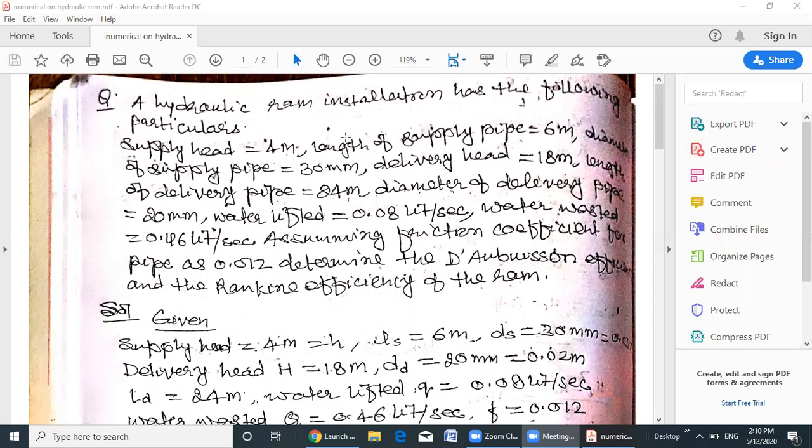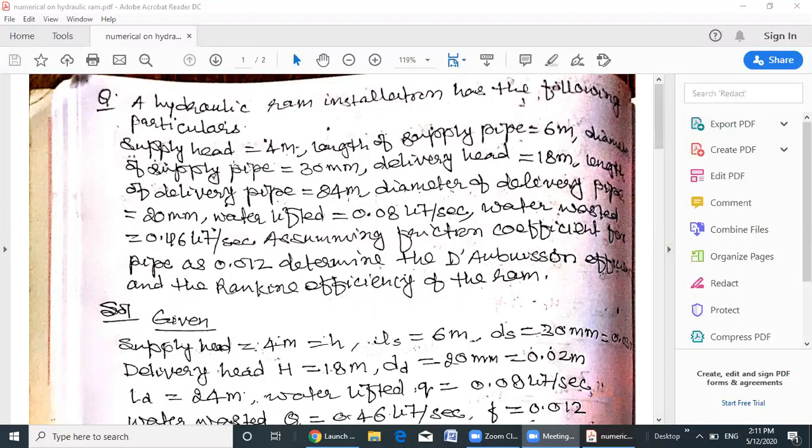Let us continue with fifth unit, numerical on hydraulic ram. Already we have studied the working principle of hydraulic ram through video lecture shared by me on your WhatsApp group as well as in AKTU ERP. Today we will see the numerical, how to solve numerical on hydraulic ram.